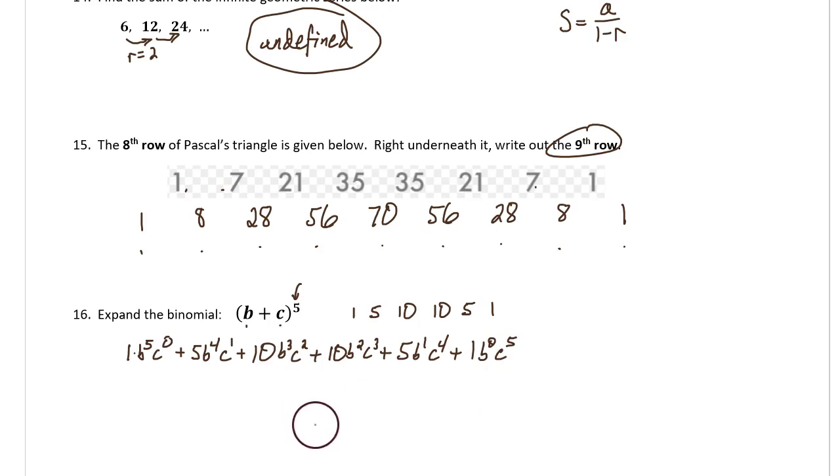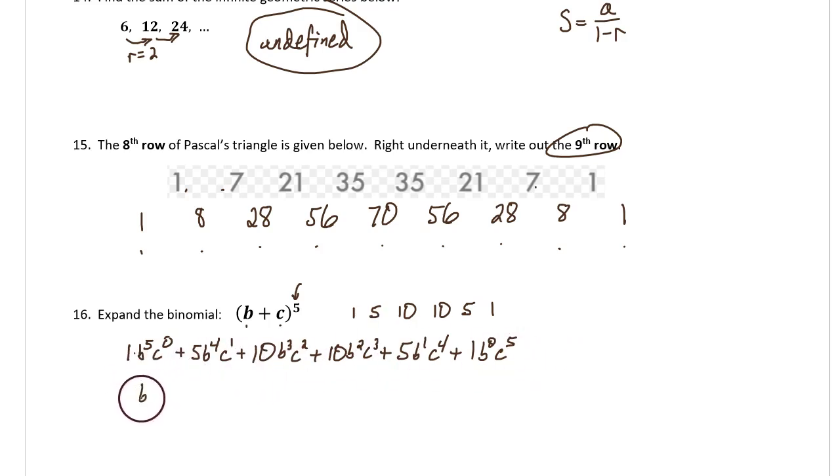I've used all those coefficients from Pascal's triangle, but notice how I've manipulated the exponents on the b and the c. The sum of the exponents is always 5. 5 plus 0 is 5. 4 plus 1 is 5. 3 plus 2 is 5. 2 plus 3 is 5. 1 plus 4 is 5. 0 plus 5 is 5. As you move across in the terms, you're decreasing the exponent on the b, but you're increasing the exponent on the c. Now run through this again and give it in simplest form.